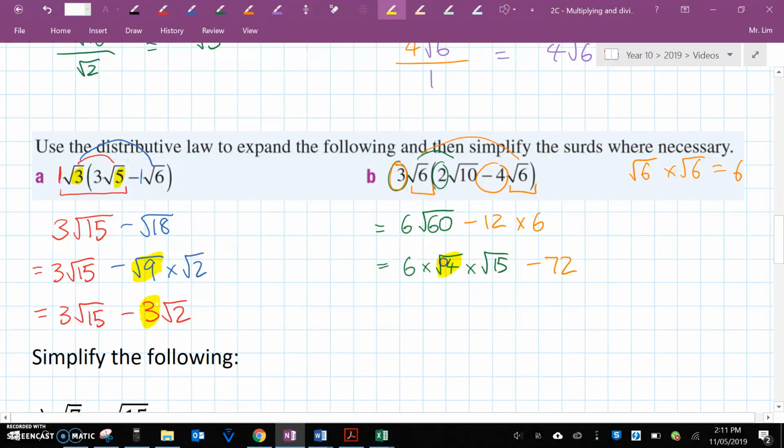What's the square root of 4? The square root of 4 is 2, and 6 times 2 is 12. So we have 12 root 15 minus 72. And that's our final answer.